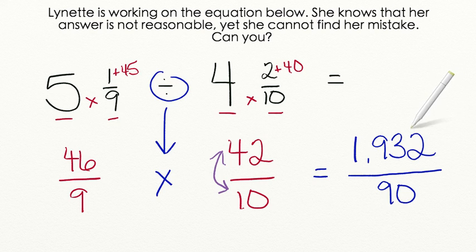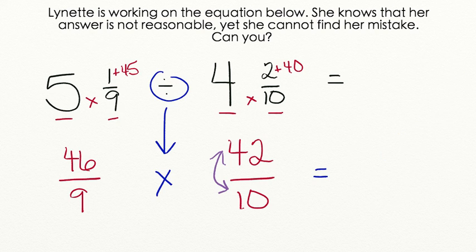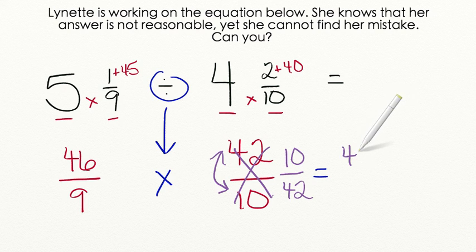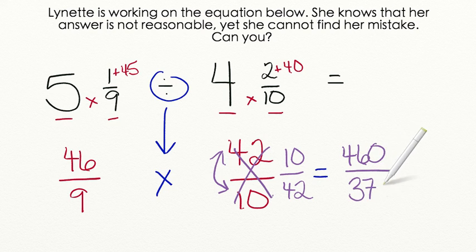Let's help her out. Let's start by writing the reciprocal of 42/10. We're going to change it to 10 over 42. Now we can go ahead and we can multiply across. 46 times 10 equals 460. 9 times 42 equals 378. Our last step is to change this back into a mixed number.